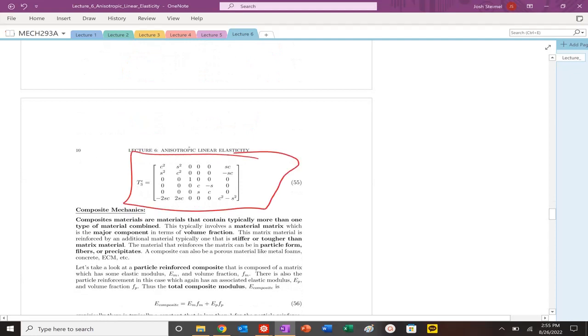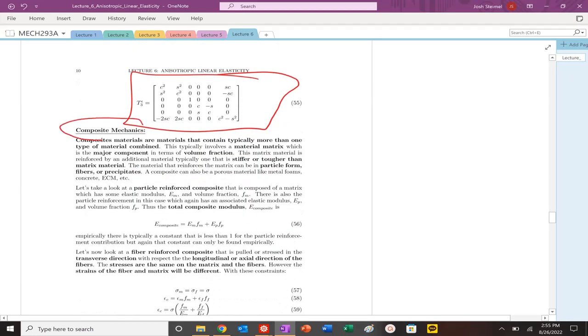So that notebook will be available to you, and that's how you're going to rotate. And next time we can get into composite mechanics discussions. See you then. Thanks.